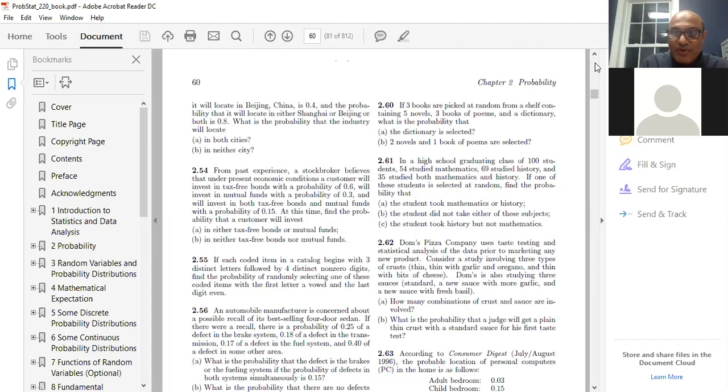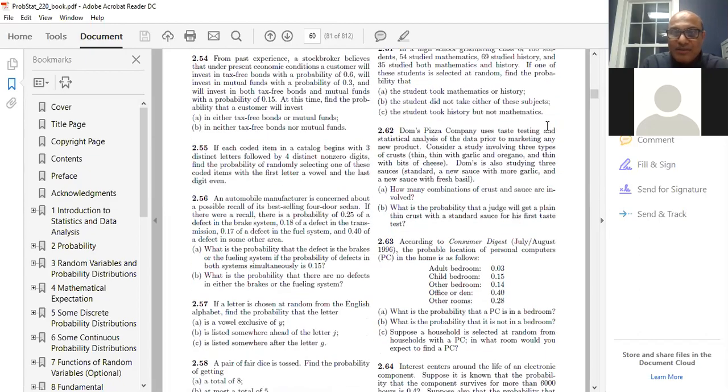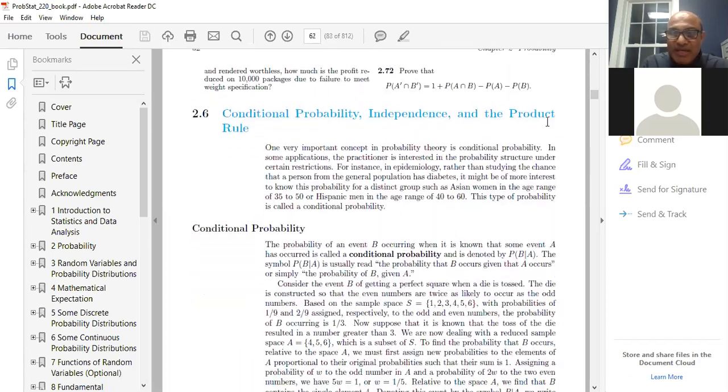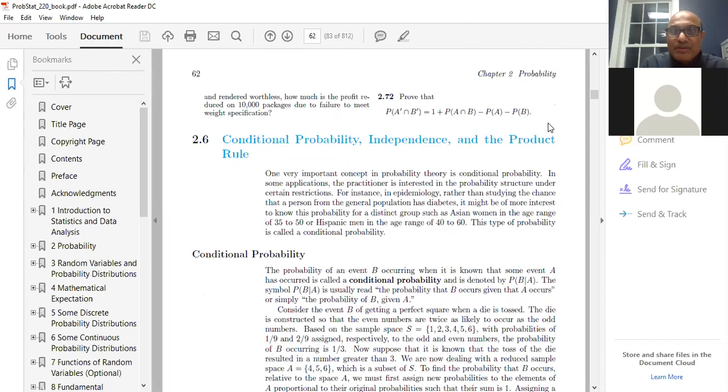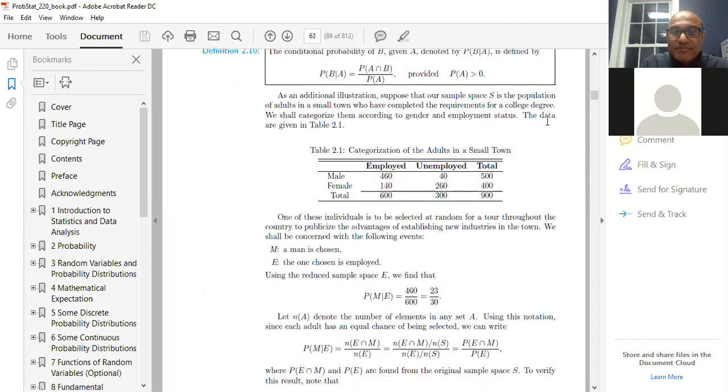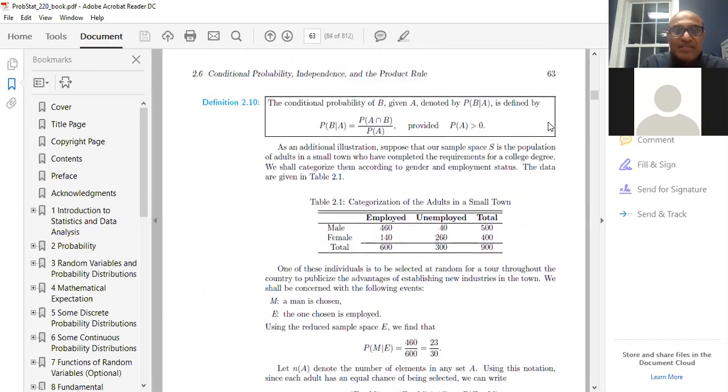So let me just go for this one. Let me open that page. I think that is page number 5063, yes. So look at over here, this is the data given. Male employed 460, out of 600 people employed. Female 140. Total population is 900.